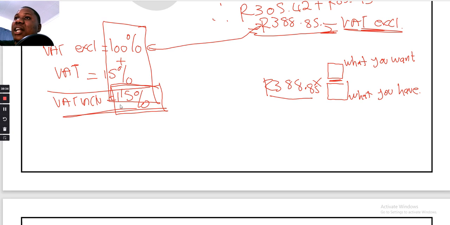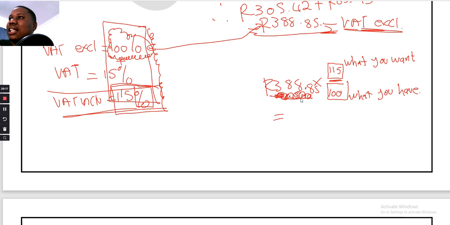Okay, but when you take this, you don't take this sign, you only take the numbers. So the percent that we want is 115%. So we're going to put 115. And what do you have? This amount must talk to this amount. This amount here represents which percentage? It represents 100%. Meaning that on the bottom here we're going to put 100.